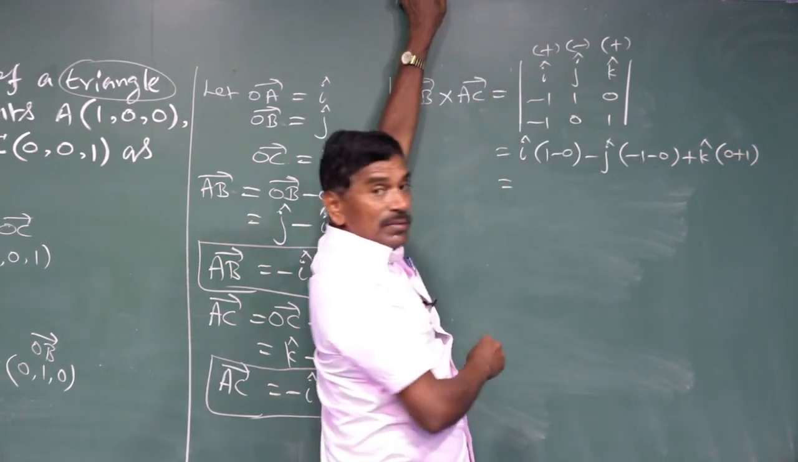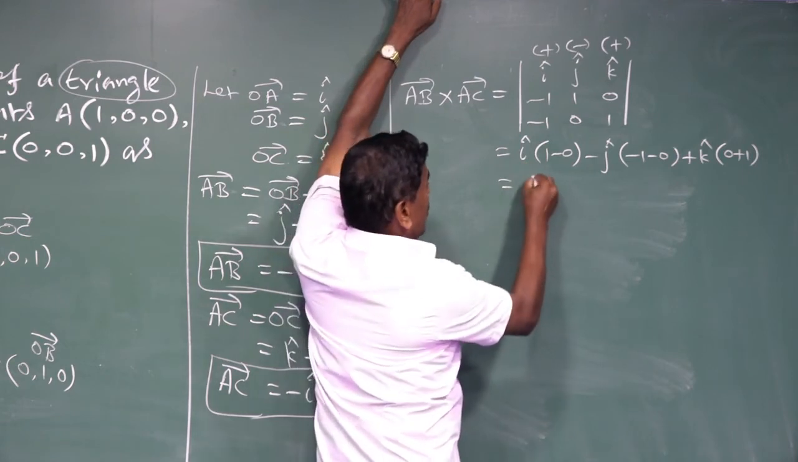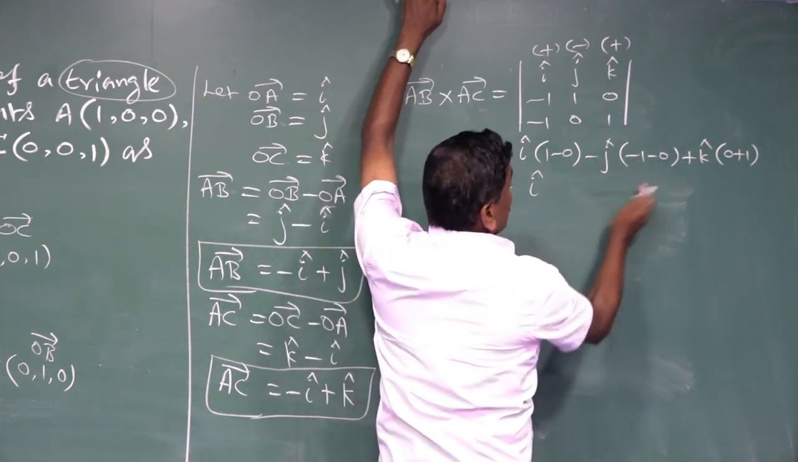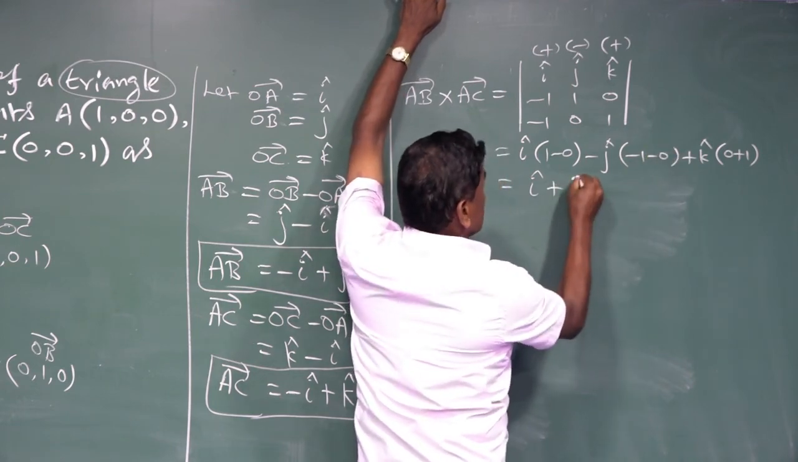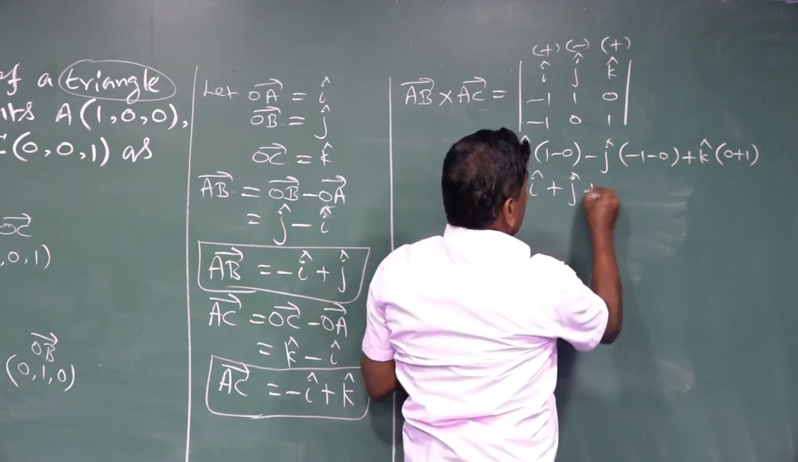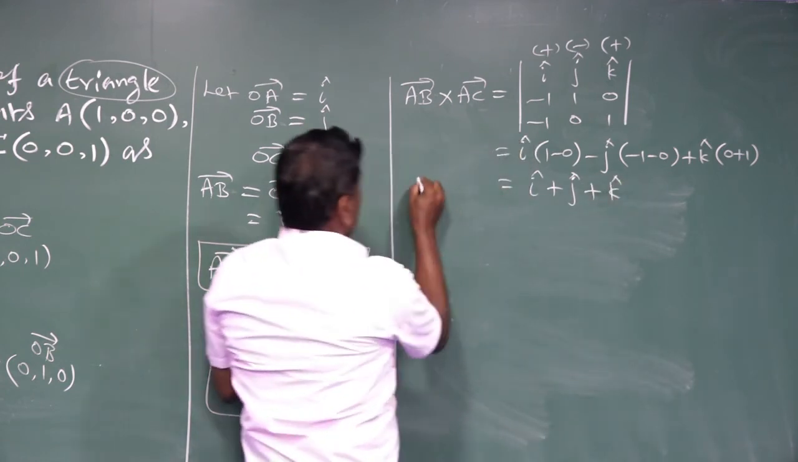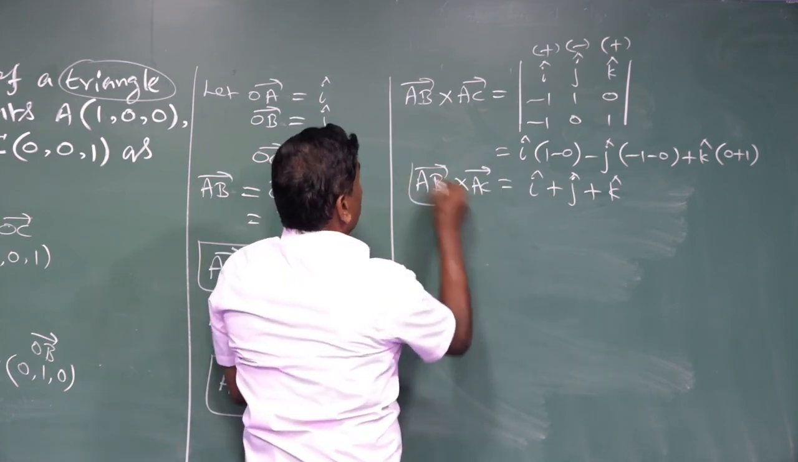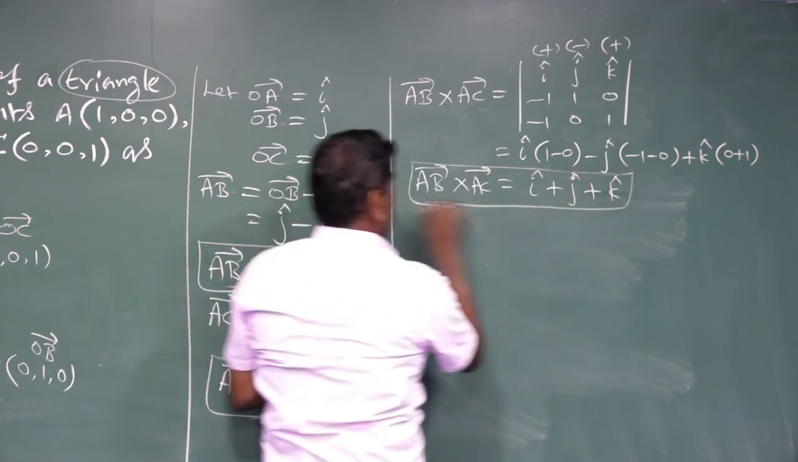Now, which is equal to 1 into I. Minus into minus is plus, minus 0 no need. So plus J. Next, 1 into K, that is K cap. What is the left-hand side? AB vector cross AC vector. AB vector cross AC vector is ready.